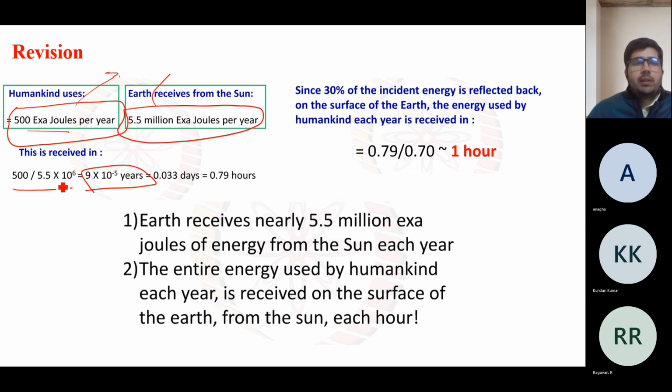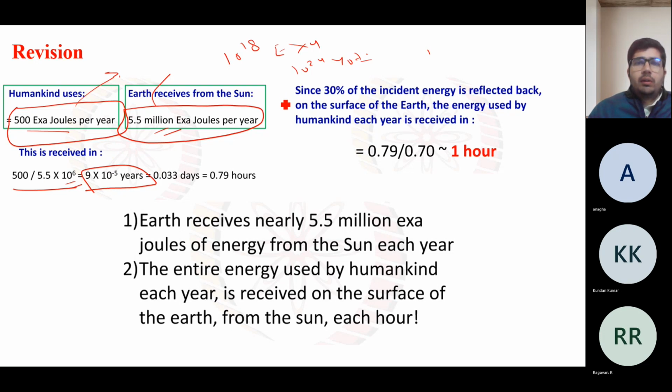So divide this 500 by this. 10 to the power 18 is exa and 10 to the power 24 is iota. So 5.5 million exa means we have to multiply it with 10 to the power 6. That's why it is 5.5 into 10 to the power 6, because it is 5.5 million exa.